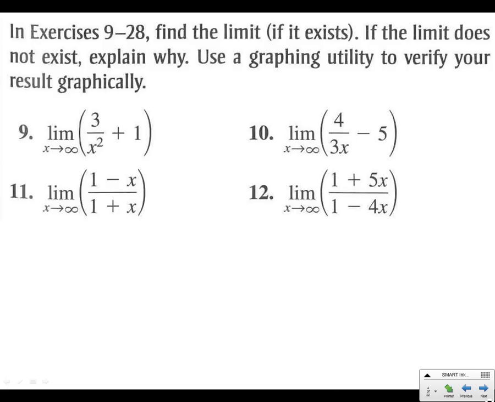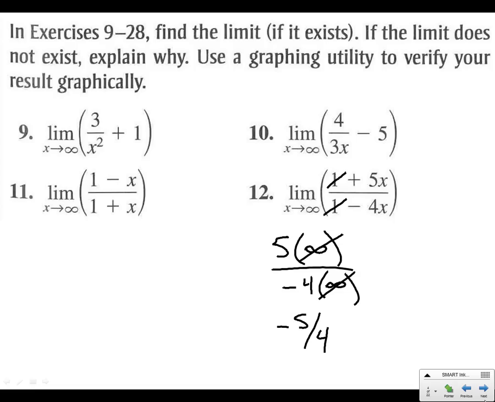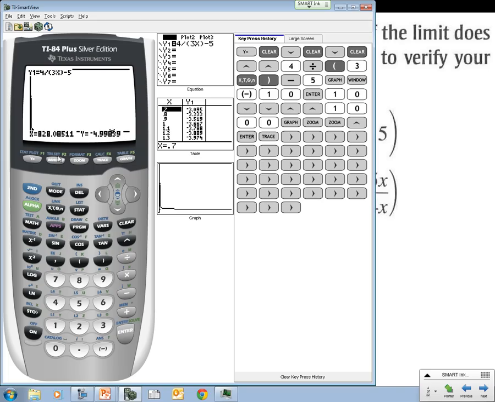As we go to infinity for 12, we don't care about the 1's anymore because as x gets really big, it's not going to impact our number at all. So we're going to have 5 times infinity over negative 4 times infinity. Those infinities are going to cancel out, and we're just going to be left with negative 5/4 as our limit. Let's check out and make sure that works. Back to the graphing calculator.